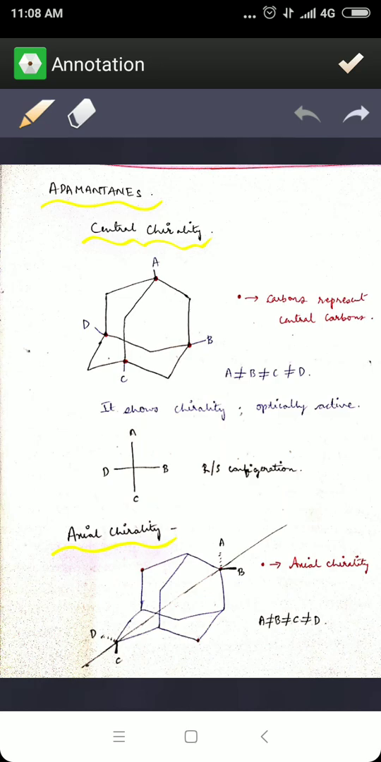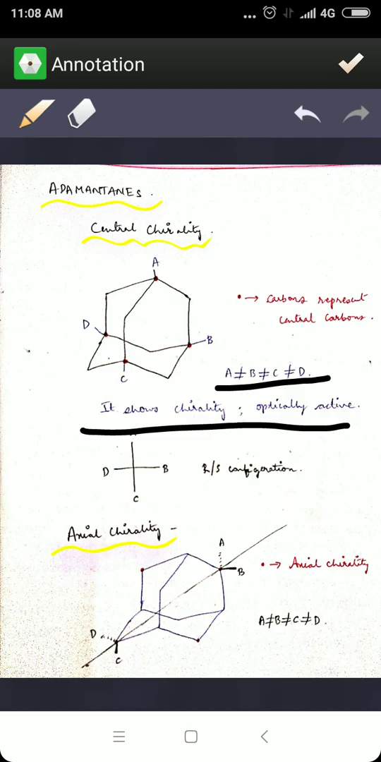If they are having different substituents on the four carbon atoms, that is like this A, B, C, D, four different substituents, and if all the four substituents are unique and different, then it shows the chirality, that is, it becomes optically active.